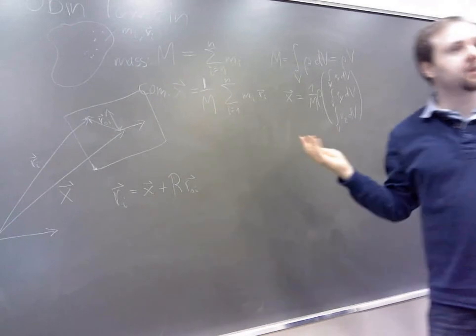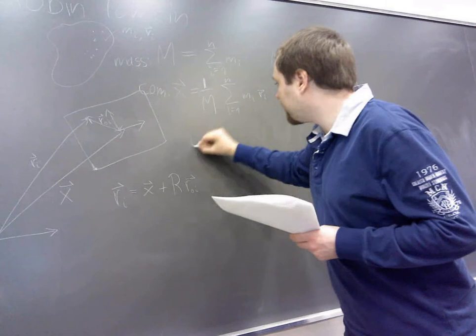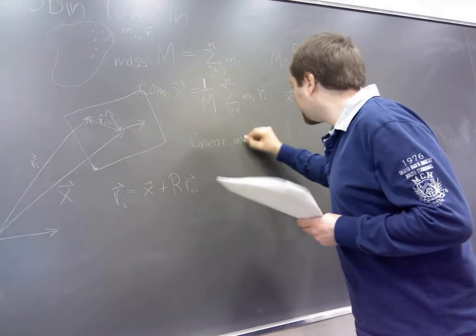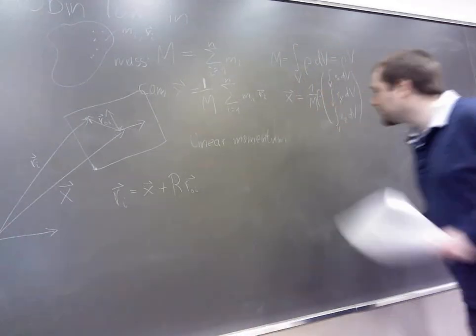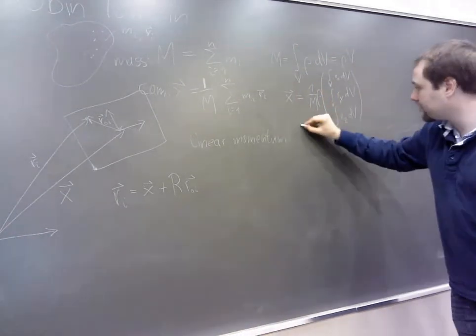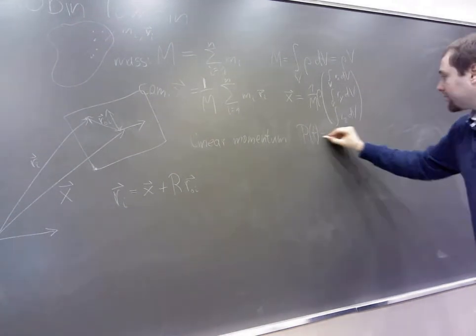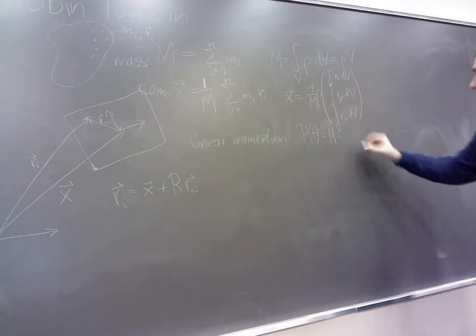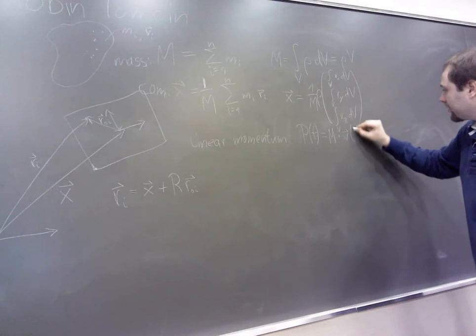So for example, what's the linear momentum then? Well, it's denoted by capital P. Then it's just the body's mass times its velocity. Right, and the momentum is also a vector.